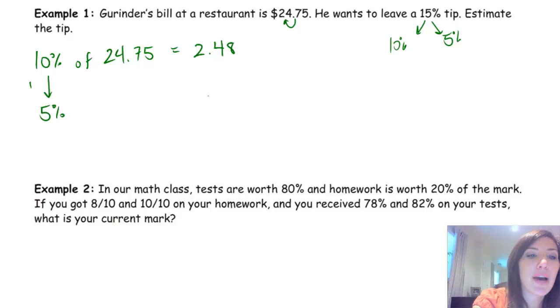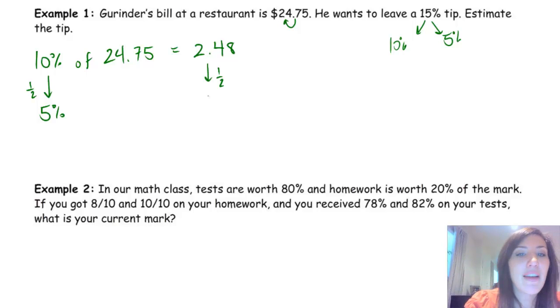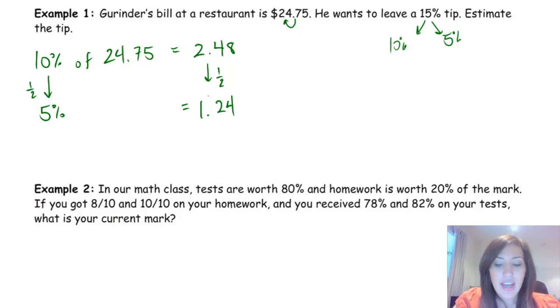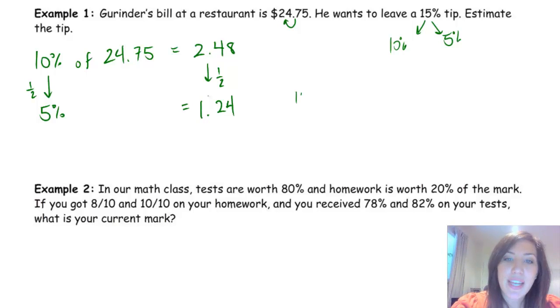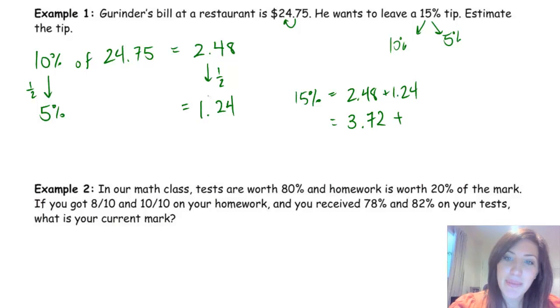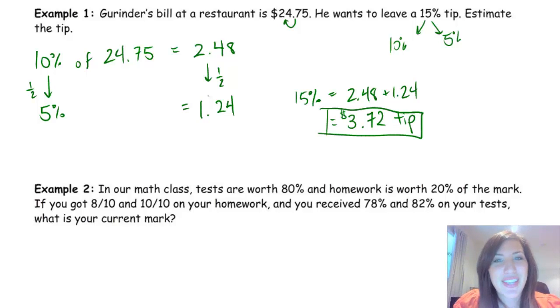Well, we're going down by half. So we just need to take this number down by half. For 5%, what is half of 2.48? Half would be 1.24. So 5% is 1.24. Now to get that 15%, we would say 2.48 plus 1.24 equals 3.72 as the tip. So Gurinder should leave $3.72 as his tip.